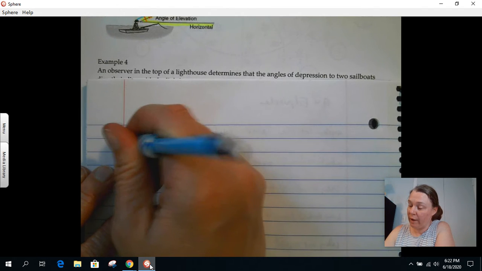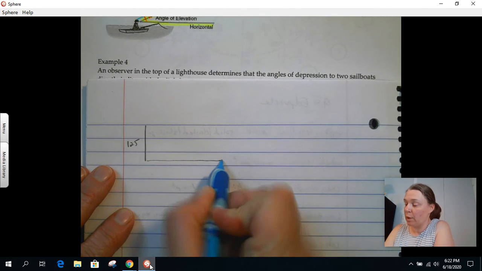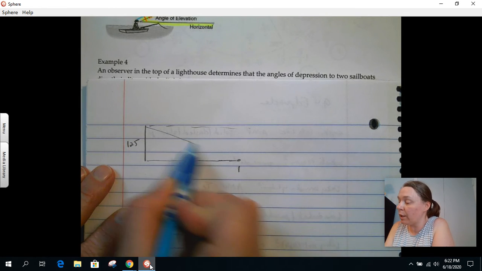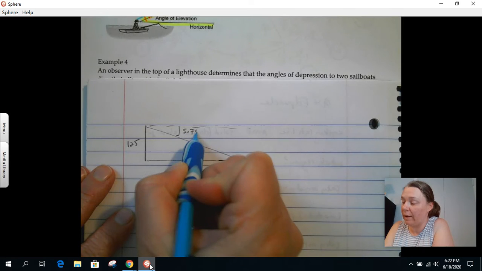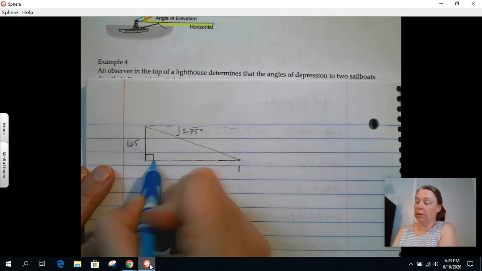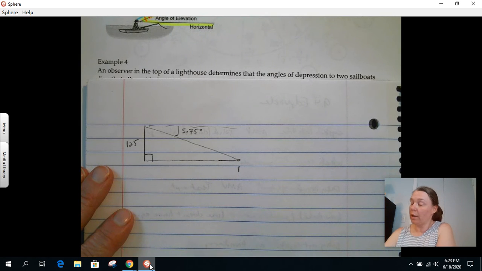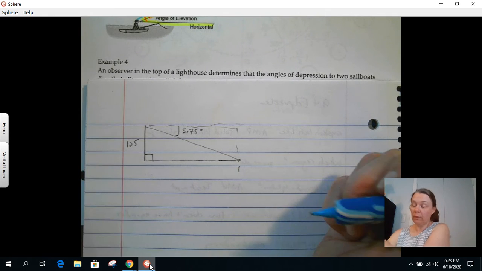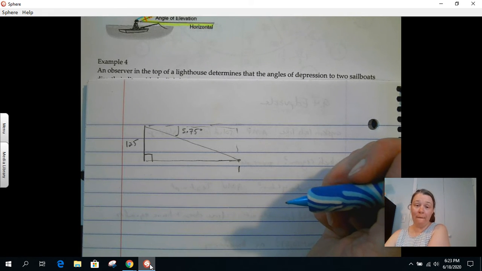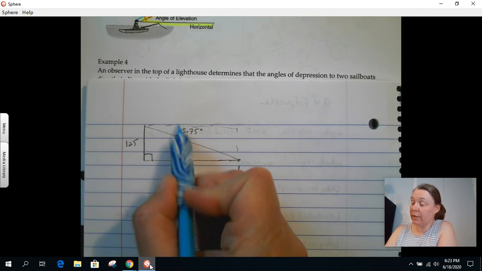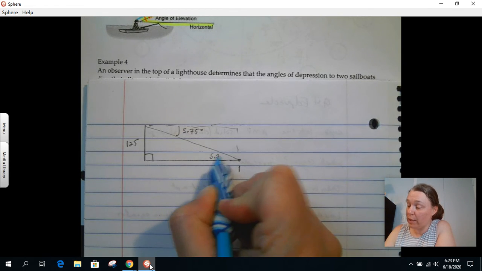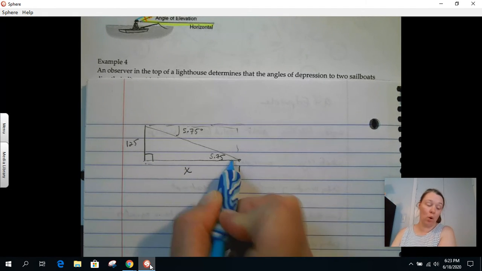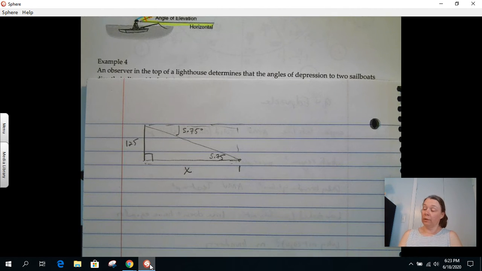Okay, so here's my 125 feet again. And let's say this is my boat 1 right here. Boat 1 was the one with the line of sight that was 5.75 degrees. Now, these are parallel, and one of the things we know about parallel lines is that we have alternate interior angles. So if this is 5.75, then this is also 5.75. And what I want to do is figure out what this length here is. That's how far boat 1 is from the lighthouse.